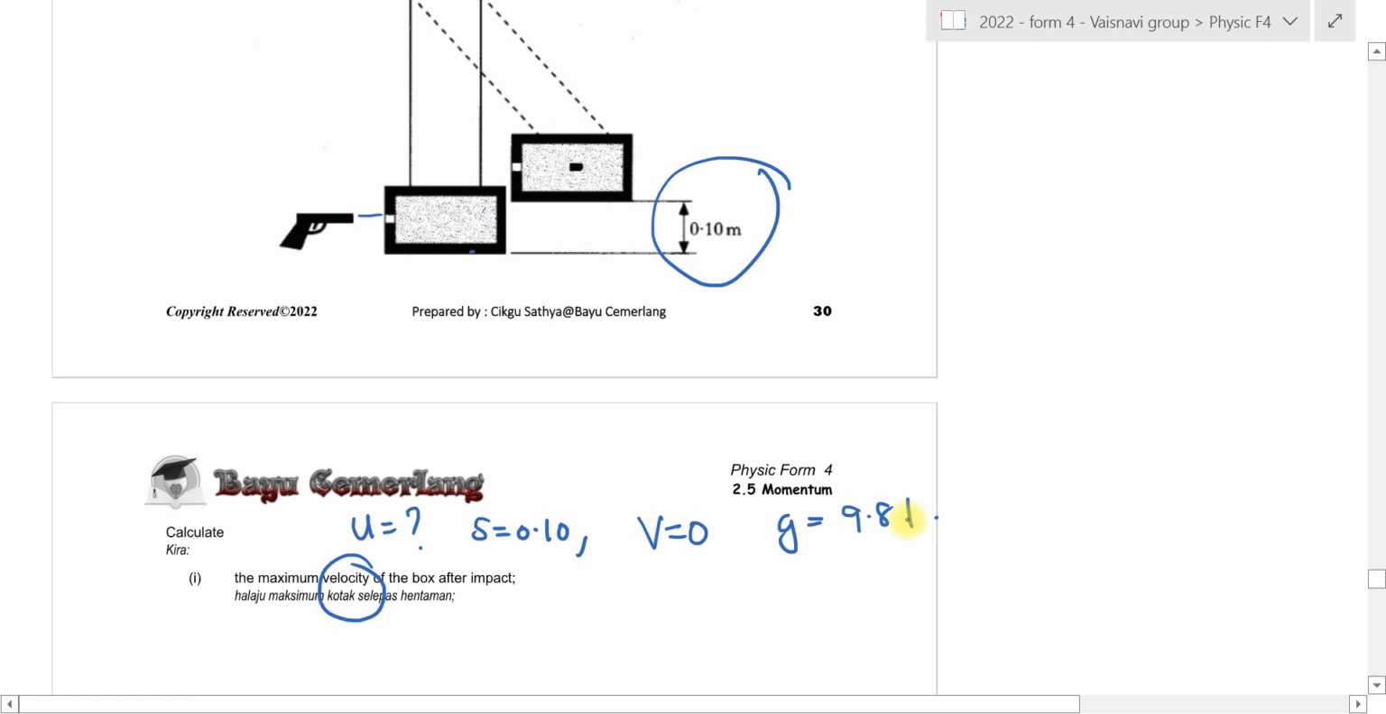Okay, now let us try to use something that not involving time. So kita ada tiga equation tu, kena tahu S equal to ut plus half at square.